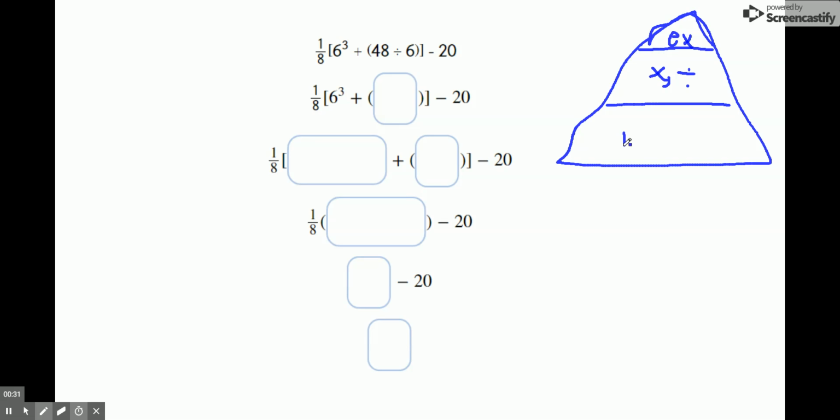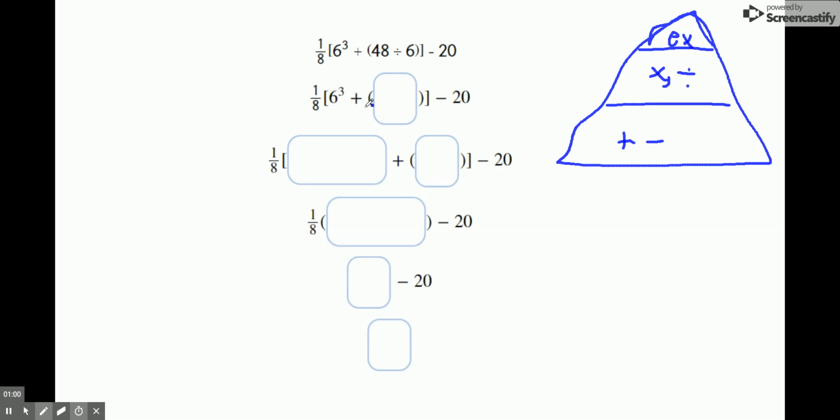And then we have your addition and subtraction, which are just like multiplication and division. We do them at the same time, left to right. So we kind of go top to bottom, left to right, just like you read. So we have this expression here: 1/8 times the quantity 6 to the third plus the quantity 48 divided by 6. And that's all minus 20.